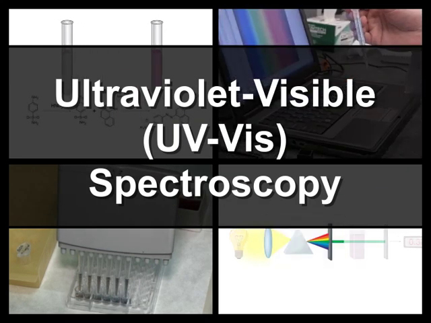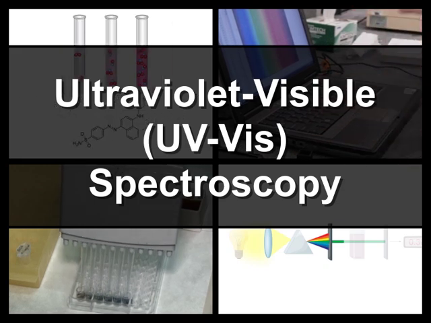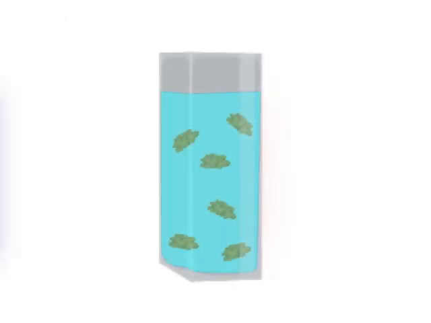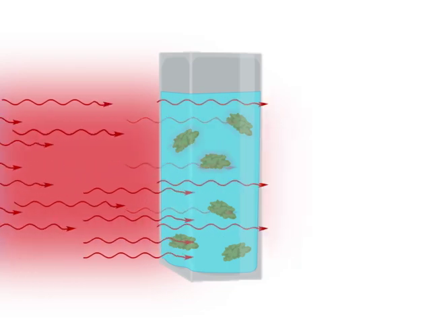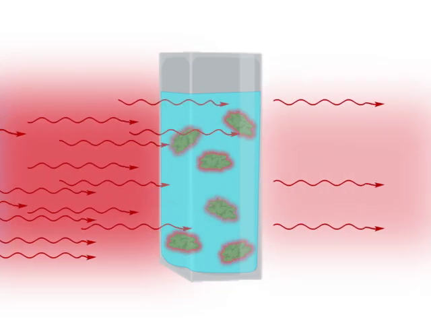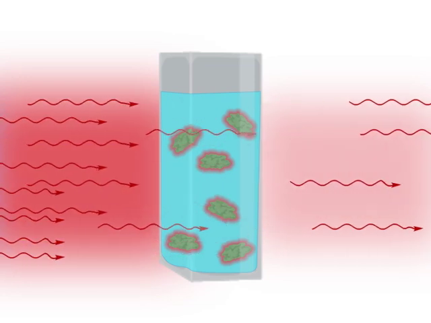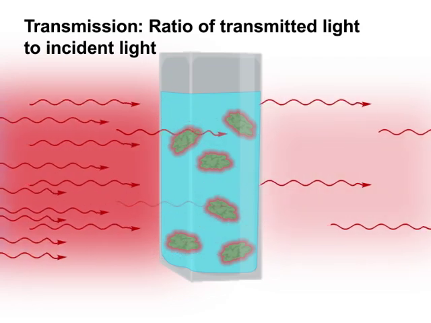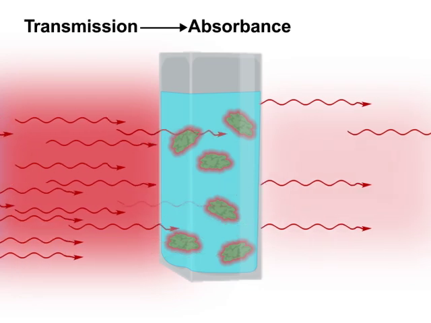Ultraviolet visible, or UV Vis spectroscopy, is one of the most popular analytical techniques in the laboratory. In UV Vis spectroscopy, light is passed through a sample at a specific wavelength in the UV or visible spectrum. If the sample absorbs some of the light, not all of the light will be passed through, or be transmitted. Transmission is the ratio of the intensity of the transmitted light to the incident light, and is correlated to absorbance.